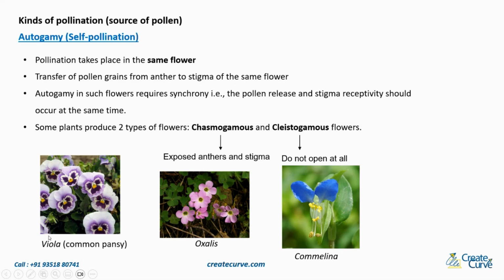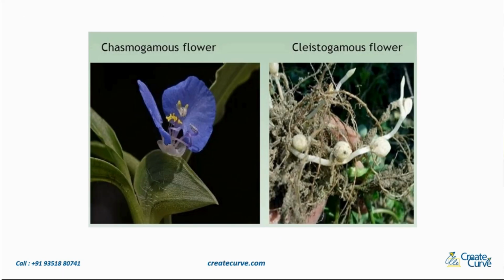These are some of the flowers which you will see. Examples of flowers undergoing autogamy: you have Viola, Oxalis, and Commelina. So this is what a chasmogamous and a cleistogamous flower looks like. As you can see, the chasmogamous flower is completely open, right? Whereas for the cleistogamous flowers, can you see these white colored ball-like structures? That's nothing but the flowers which are closed.